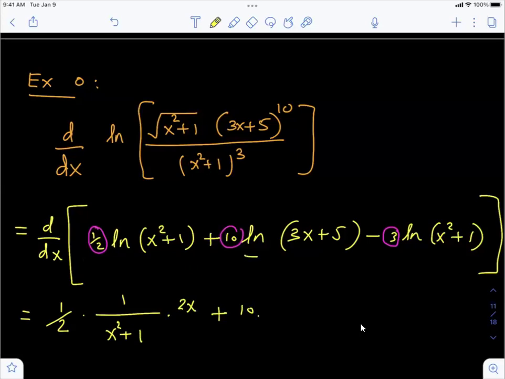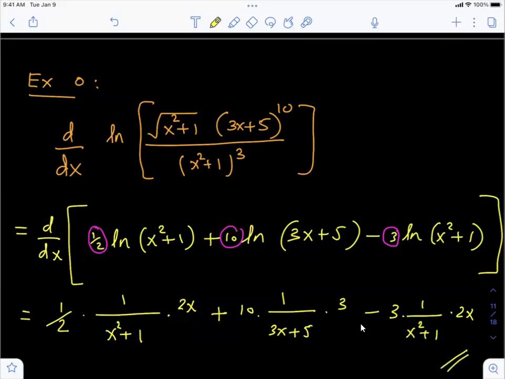And I'm going to do the same thing here. So the derivative of ln of 3x plus 1 over 3x plus 5. In that case, the derivative of the inner function will result in none other than just times 3, and then minus 3 times the derivative of the last component, 1 over x squared plus 1 times 2x. And that is pretty much our final answer.